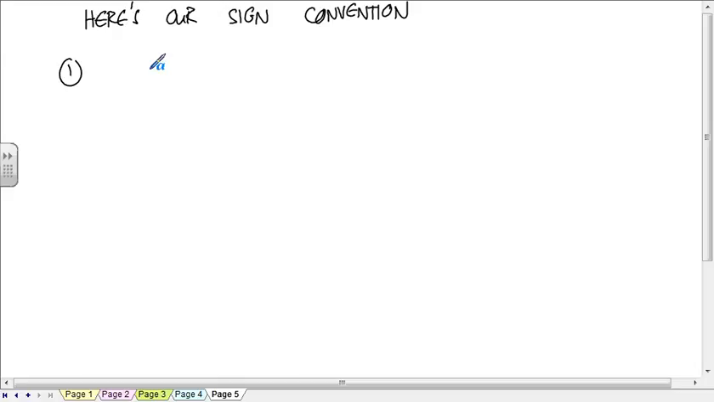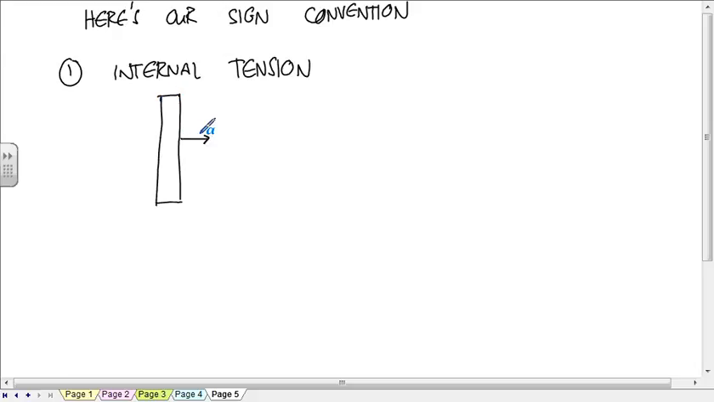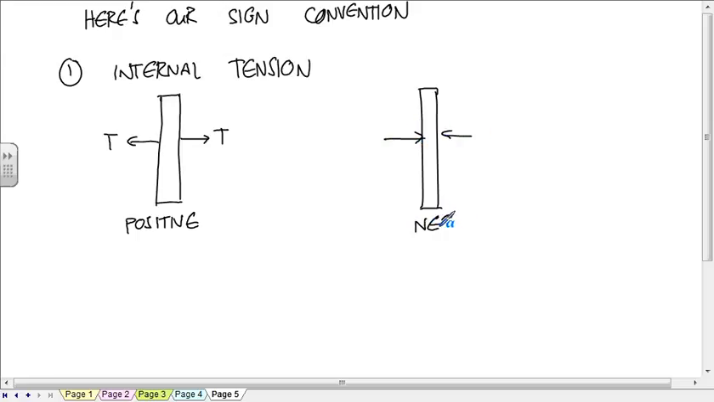So first, we'll talk about the internal tension. If your sliver has a loading pattern like this, that's positive. And if your sliver has a loading pattern like this, that's negative. Right, yep, that's right.